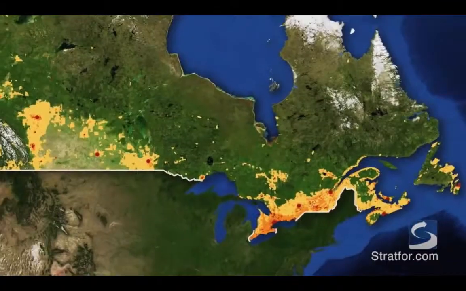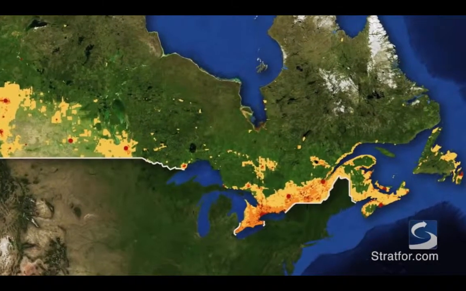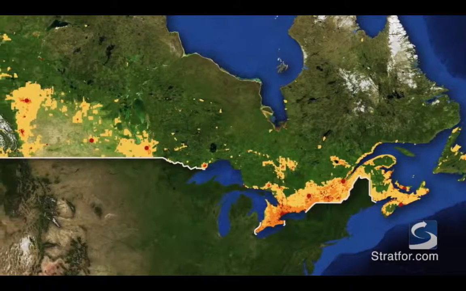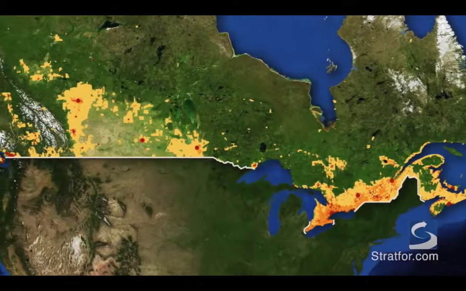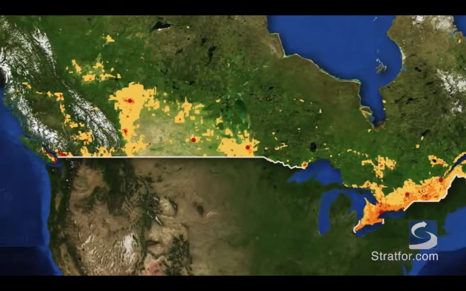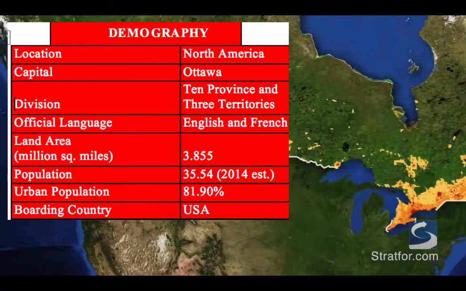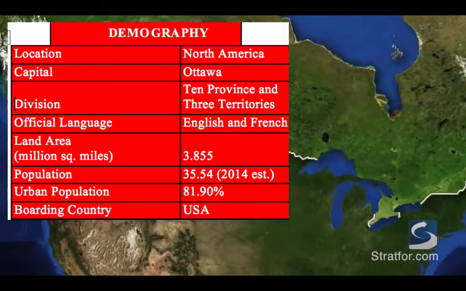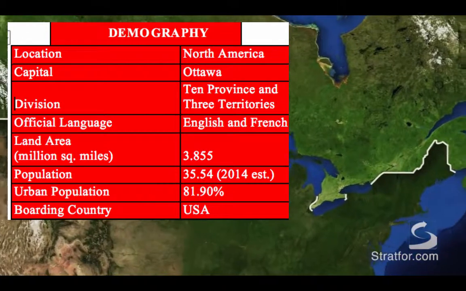Canada is located in North America. It shares a border with the US. It's the largest country in the world that borders only one country. The largest city in Canada is Toronto. Canada has 10 provinces and 3 territories.